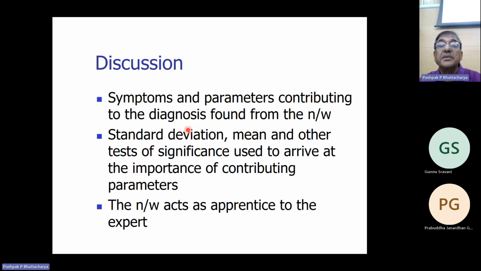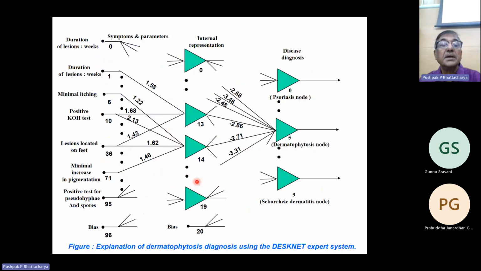Symptoms and parameters contributing to the diagnosis are found from the network. Standard deviation, mean, and other tests of significance are used to arrive at the importance of contributing parameters. The network acts as an apprentice to the expert. So this is an important point. This is called explainability.